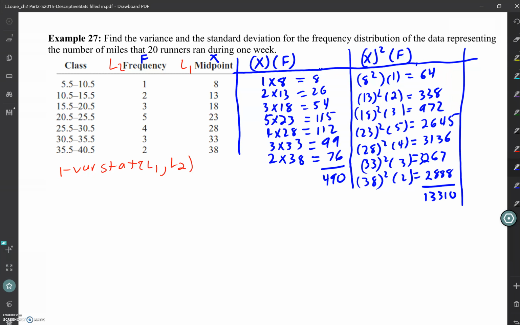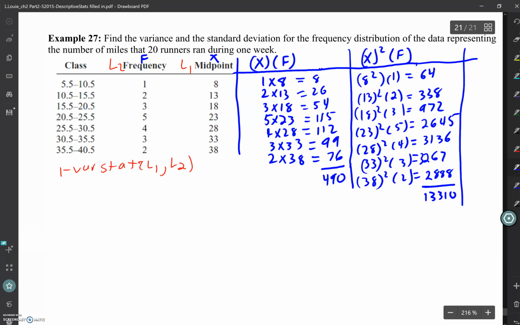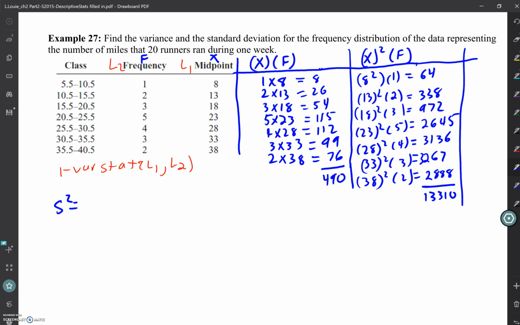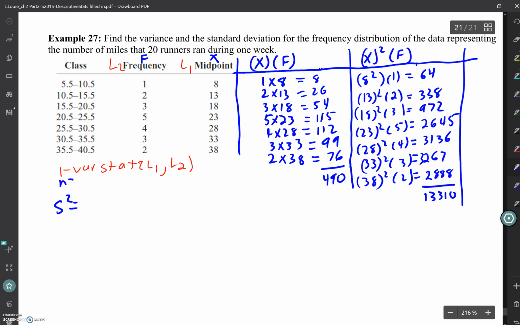Those are the pieces that we need in order to actually do this. And I'm going to do it for the variance, and then we can take the square root to get our standard deviation. So we need our n. And what was our n for this? How many runners do we have?